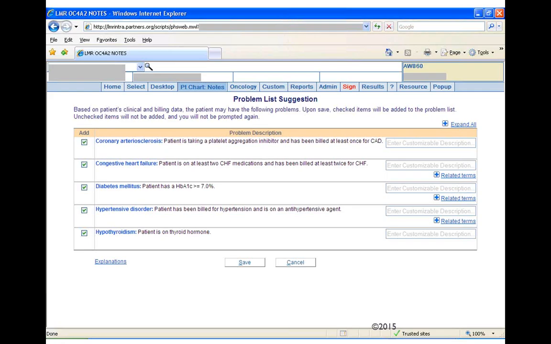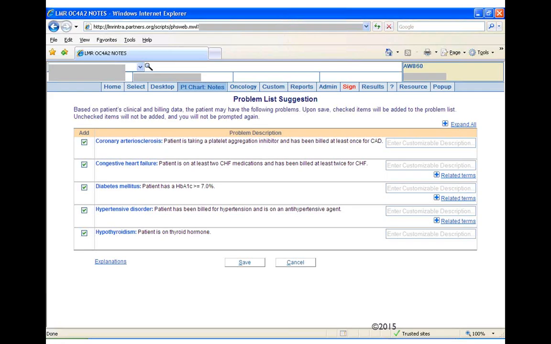So you can see this patient, this is a real patient, we've blacked out all of their information, but they had coronary artery disease, and we were pretty sure of that because they were on Plavix, clopidogrel, and they didn't bill for coronary artery disease, but that was not on their problem list. Similar for congestive heart failure, they were on a couple of heart failure meds, and they've been billed several times for heart failure, again, not on their problem list.